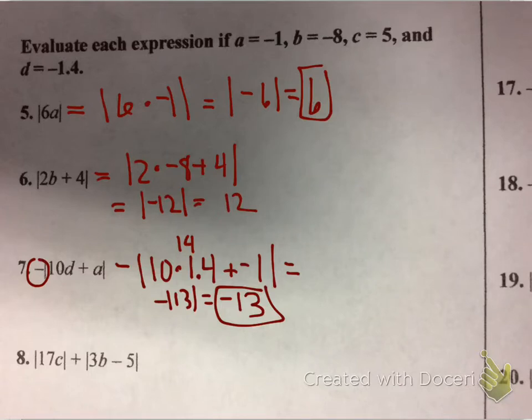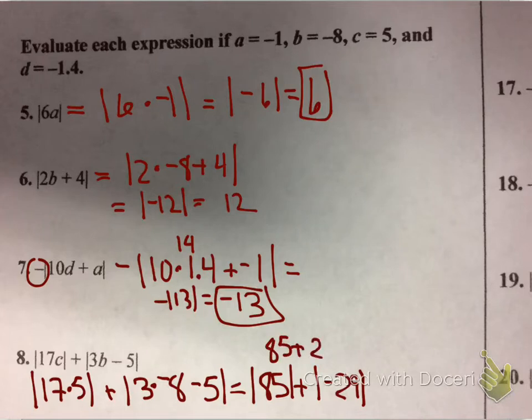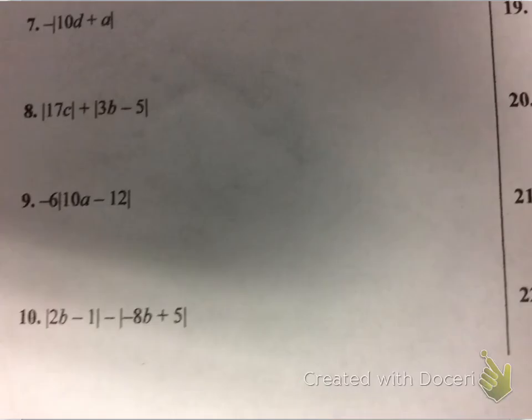Number 8, I'm saying the absolute value of 17 times 5 plus the absolute value of 3 times negative 8 minus 5. Well, 17 times 5 is 85, plus 3 times negative 8 is negative 24, minus 5 is negative 29. And then basically that ends up being 85 plus 29 because the absolute values do that. So you get 114. And there you go. Okay, number 9 here.